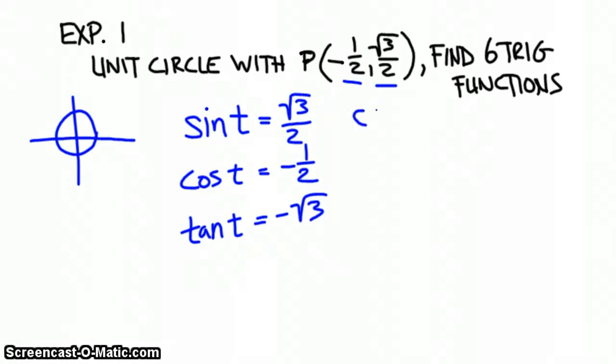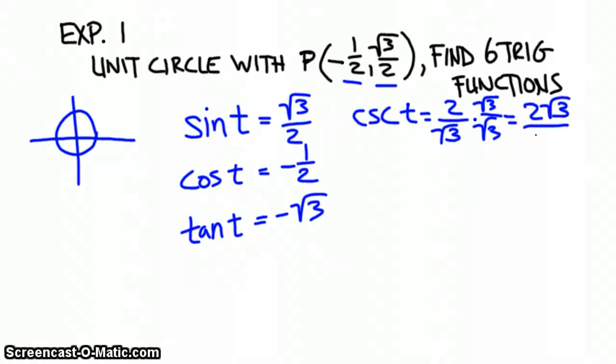So let's look at the cosecant. Cosecant is 1 over sine, or 1 over y, which would also be 2 over the square root of 3. If I wanted to rationalize the denominator, I could multiply top and bottom by square root of 3 and obtain 2 times the square root of 3 over 3. The secant would be the reciprocal of cosine, which would be a negative 2 over 1.